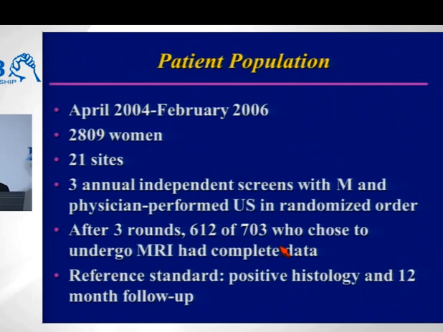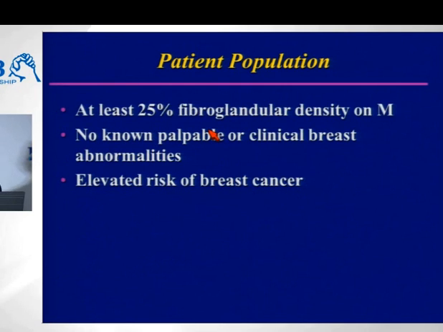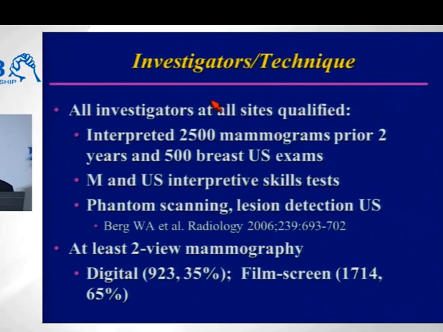After 3 rounds, women were offered MRI. Only 612 of the 703 chose to have the MRI, and then the reference standard was either positive histology or 12-month follow-up. These were not all comers. These women had to have at least 25% fibroglandular density on the mammogram. They had to be screening patients with no palpable or clinical breast abnormalities, and most were at elevated risk for breast cancer. So this was not an average population.